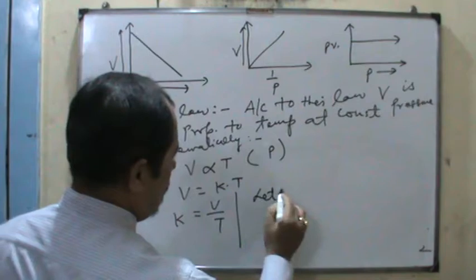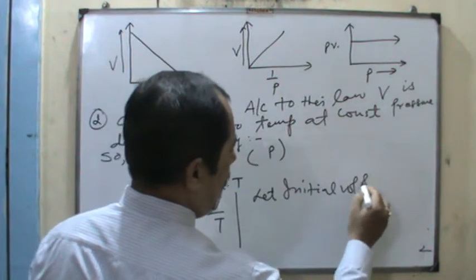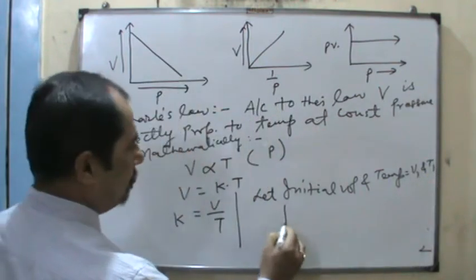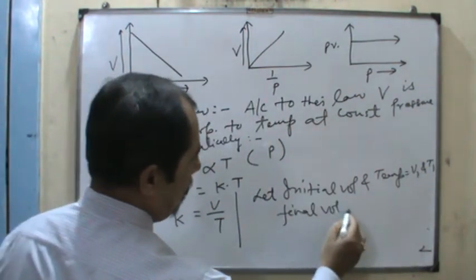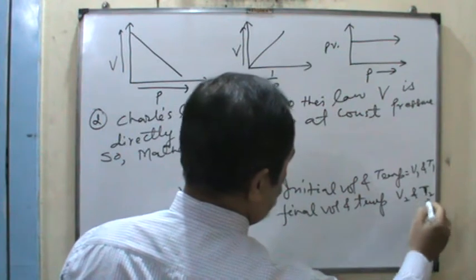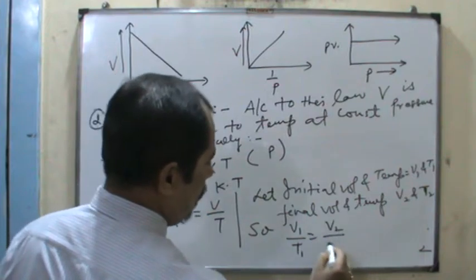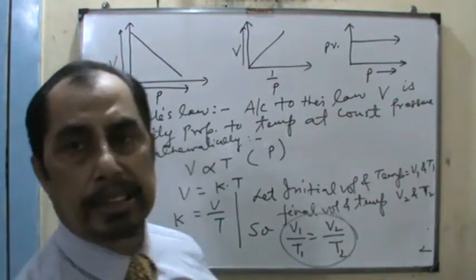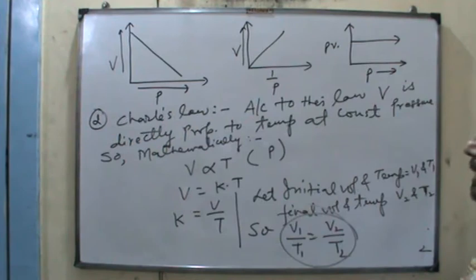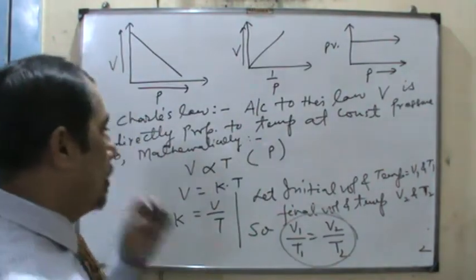Let the initial volume and temperature be V1 and T1, and the final volume and temperature be V2 and T2. So according to this law, V1 upon T1 equals V2 upon T2. Out of the four parameters, if three are given, then the fourth can be calculated. That is how Charles' law is explained.